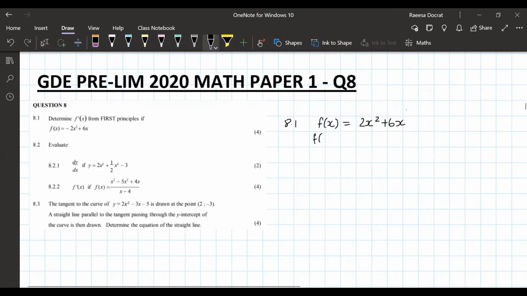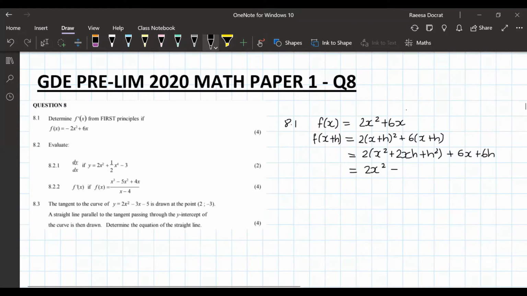The next step is to get f of x plus h. Now, f of x plus h is what we get when we replace x plus h in every place that we see x. Simplifying this further, we get 2 times x squared plus 2xh plus h squared plus 6x plus 6h. Simplifying further, I get 2x squared plus 4xh plus 2h squared plus 6x plus 6h.